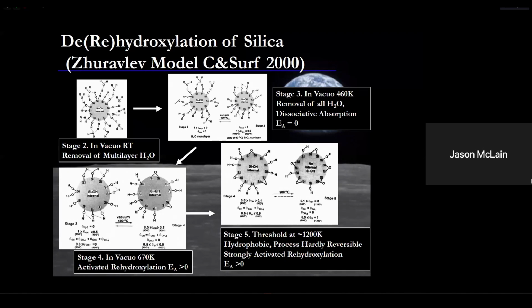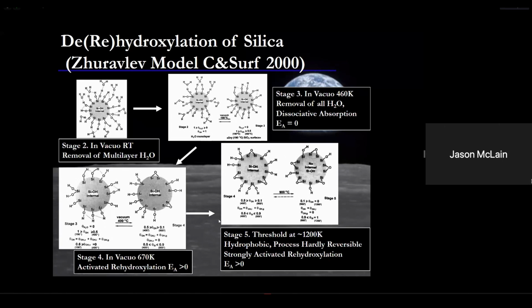And as you continue up in temperature, things change quite a lot. You start making these bridge bonded oxygens and such. And at about 670 Kelvin, now that same process of rehydroxylation with molecular water becomes an activated process. So it requires energy to split the water on the surface, or actually it's not the water, but it's these bonds here that are really strong.